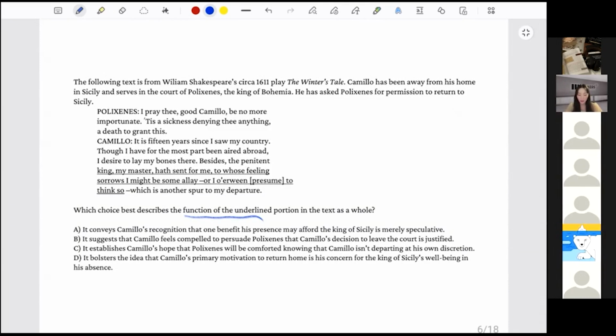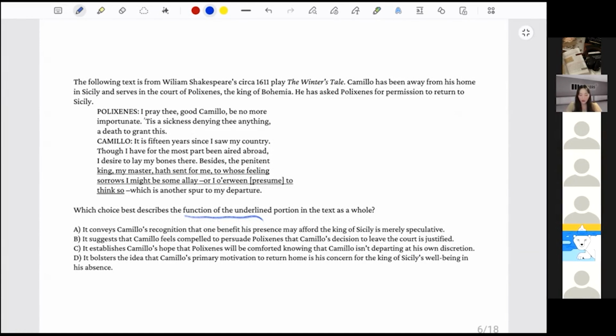To this Camillo responds, "It is fifteen years since I saw my country. Though I have for the most part been aired abroad, I desire to lay my bones there. Besides, the penitent king, my master, has sent for me, to whose feeling sorrows I might be some allay, or I overween, or presume, to think so, which is another spur to my departure." And we are supposed to identify the function of the underlined portion in the text as a whole.